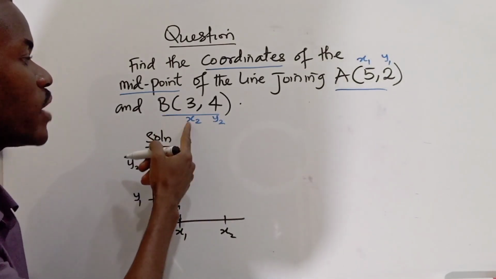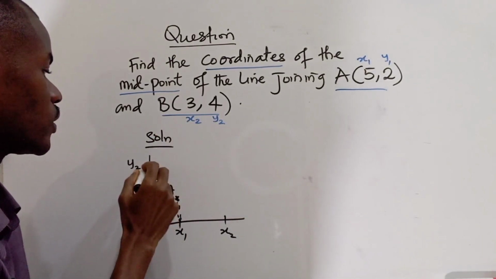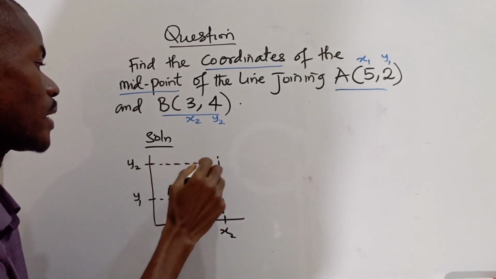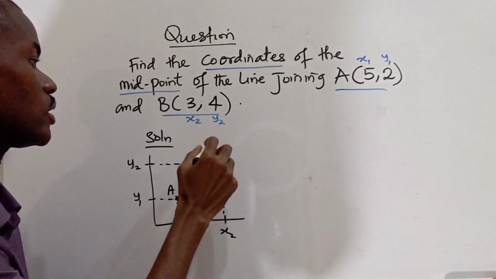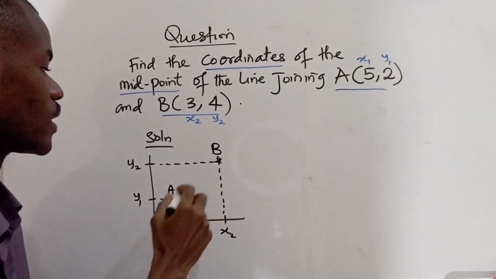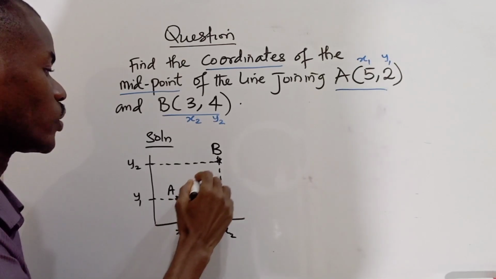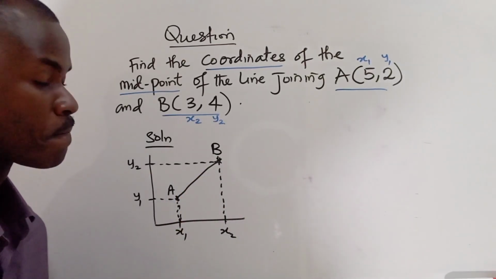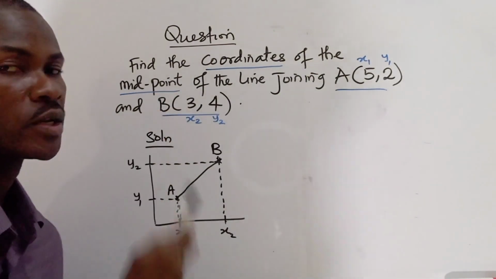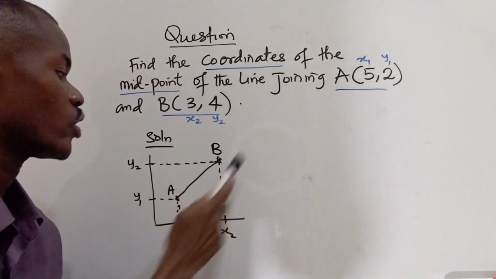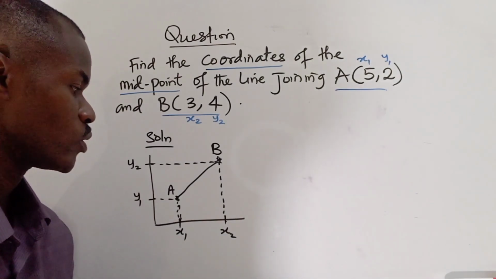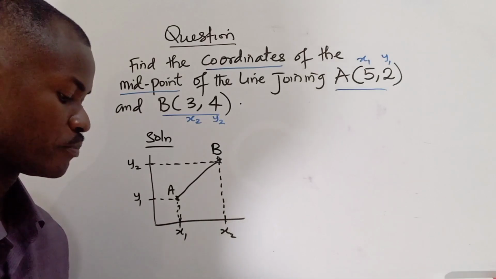Now for B we have x2, y2. So if this is our x2 coming up and this is our y2, meeting at this point, this point becomes our point B. Now you can join the 2 points. The question is, we should find the coordinates of the midpoint of the line joining. So this is the line joining point A and B. How do we get the midpoint?